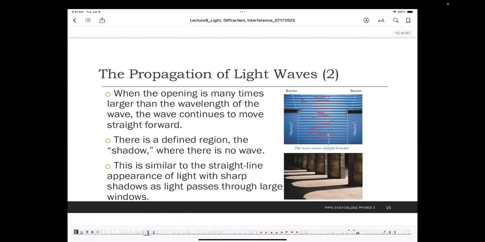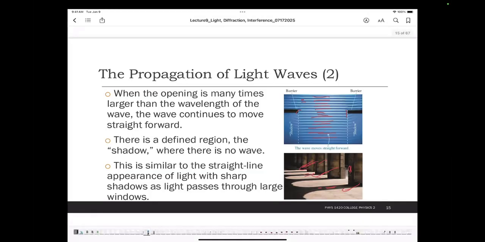There is a defined region, which we call the shadow, where there is no wave. This is similar to the straight-line appearance of light with sharp shadows as light passes through large windows. Through these large windows, the light just goes through, and if there is a block, there is no light. Does it make sense to you?